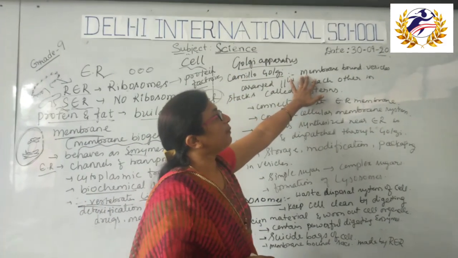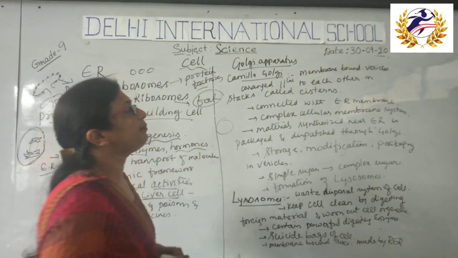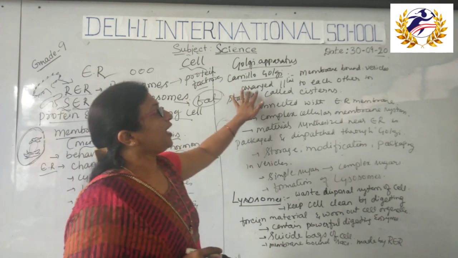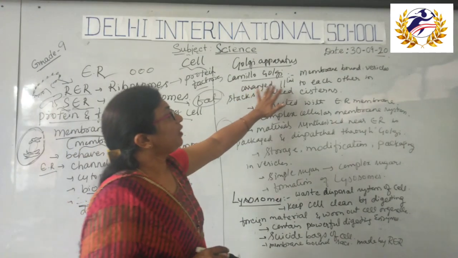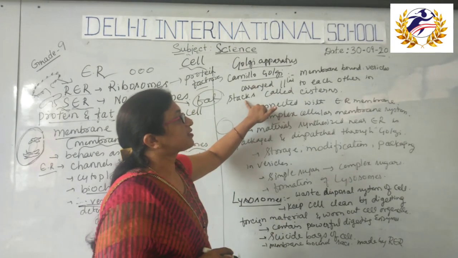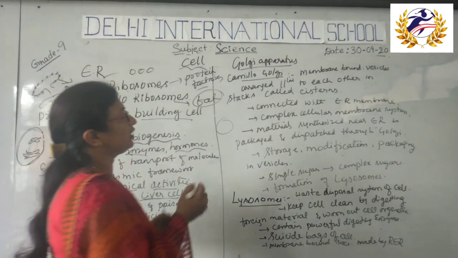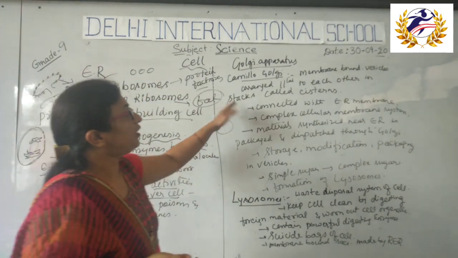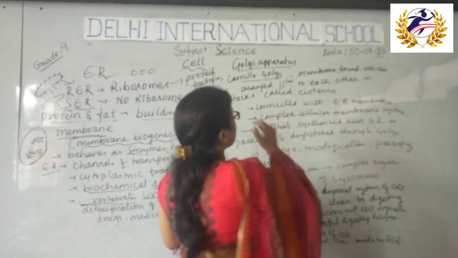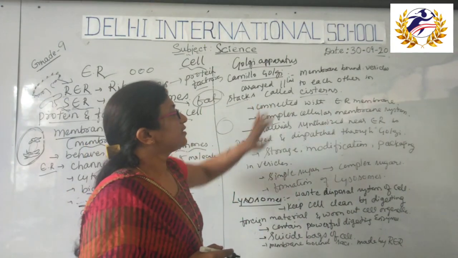This is a membrane bound vesicle. This is also membrane bound, and this also contains the membrane. These are arranged parallel to each other in stacks. Parallel to each other in stacks means it is like coins, arranged one above the other. The stacks are called cisterns.